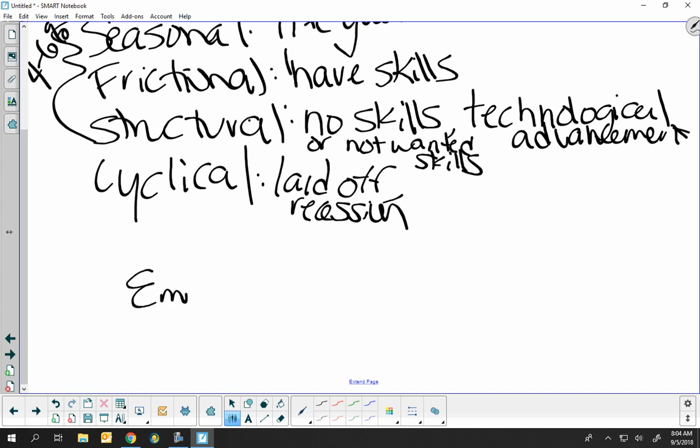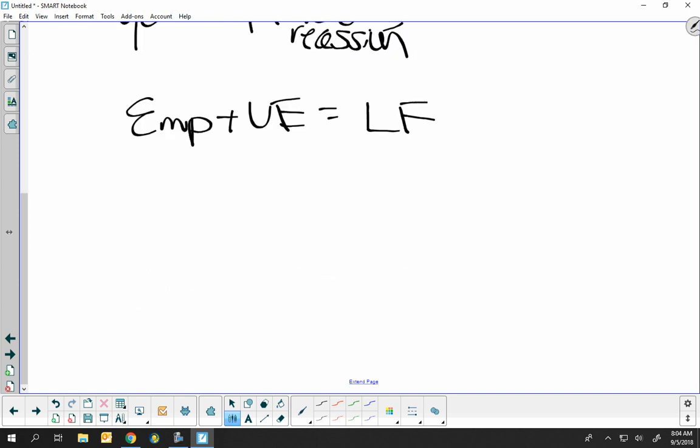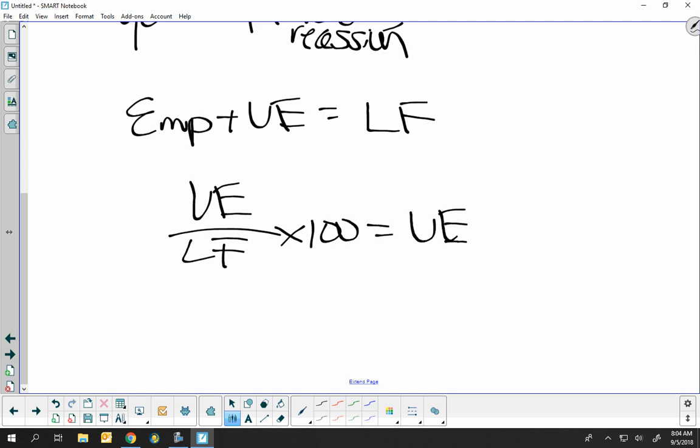Employed plus unemployed equals labor force. Unemployed over labor force times 100 equals the unemployment percentage. That's to figure out the labor force, which is in the denominator. This is to figure out the unemployment rate.